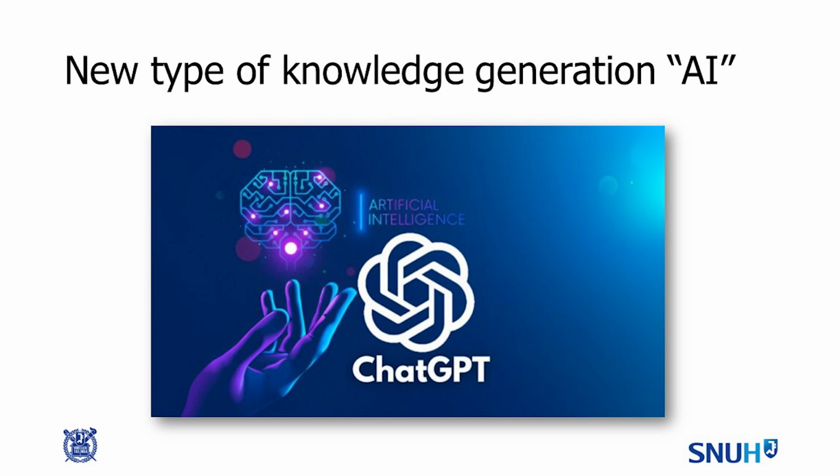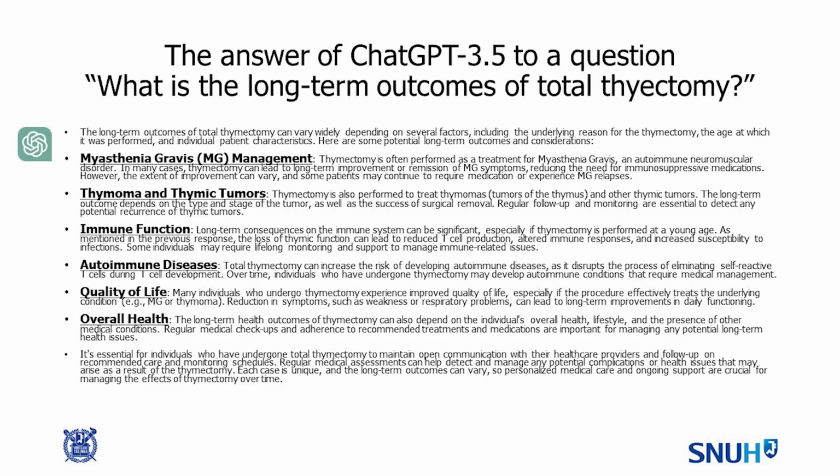For example, I asked ChatGPT 3.5, what are the long-term outcomes of total thymectomy? ChatGPT 3.5 was made with just a 2021 database, not a current one. It's an old database. But the answer was straightforward. Yes, myasthenia gravis management is important. Thymic tumor control is also important.